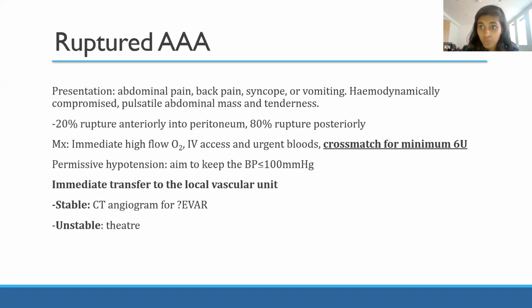If they're unstable, you don't wait for a CT, straight to theatre, and they try and repair it there.